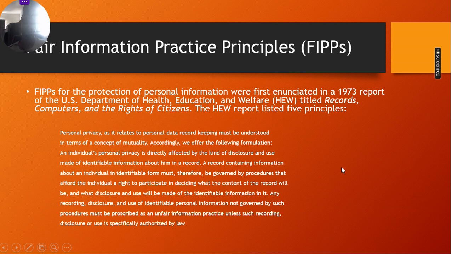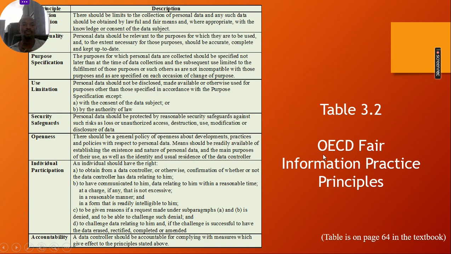Now, the Fair Information Practice Principles, FIPP. This is like a regulation, right? The FIPP for the protection of personal information were first enunciated in a 1973 report of the U.S. Department of Health, Education and Welfare, and they titled this record Computers and the Rights of Citizens. So they published the rights of citizens, the principles, what you have rights to, information that you have rights to, what you can do, what you cannot do.